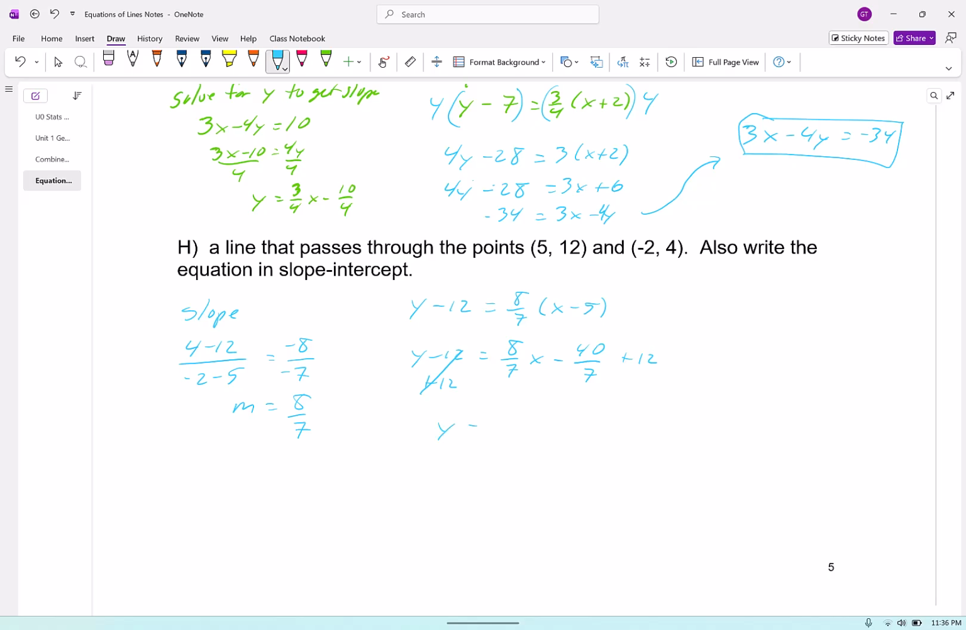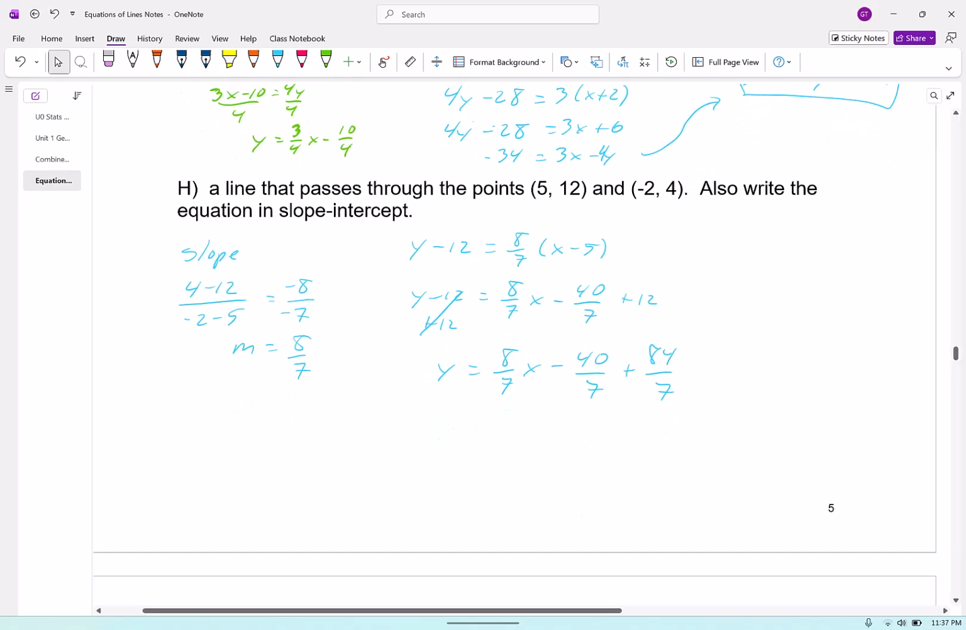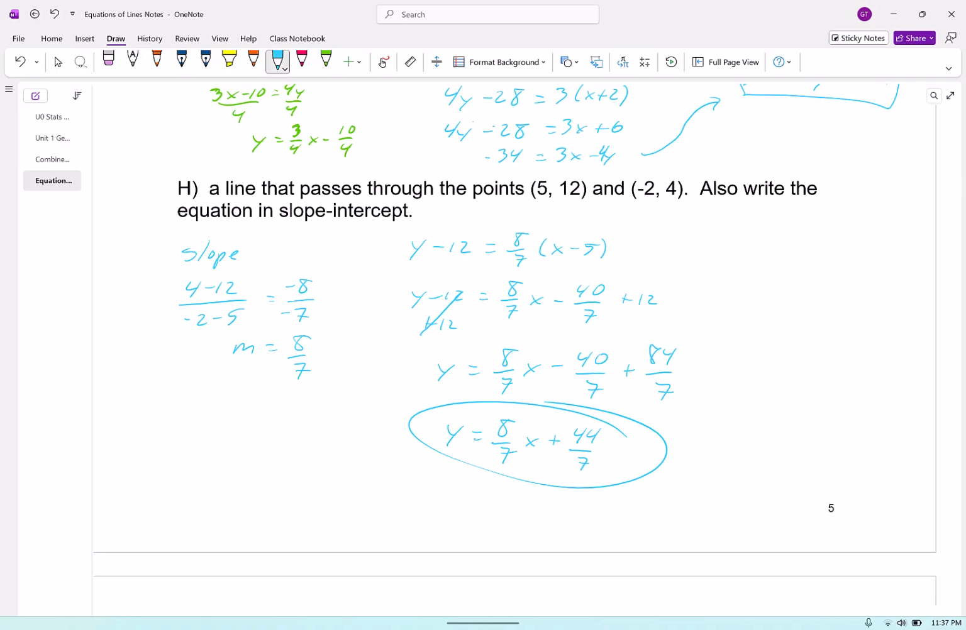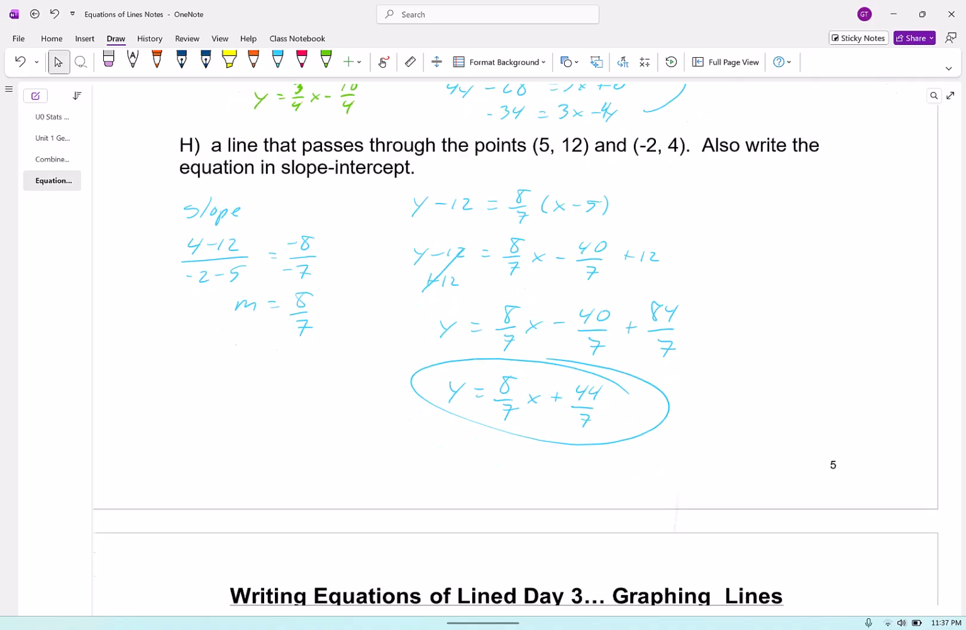That cancels. I get y equals 8/7 x. But how am I going to add those things together? Well, I need a like denominator. So I can multiply 7 and 12 and get 84/7. So we have minus 40 plus 84, and so I get y equals 8/7 x plus 44/7. And that is my final y, or slope intercept, equation.